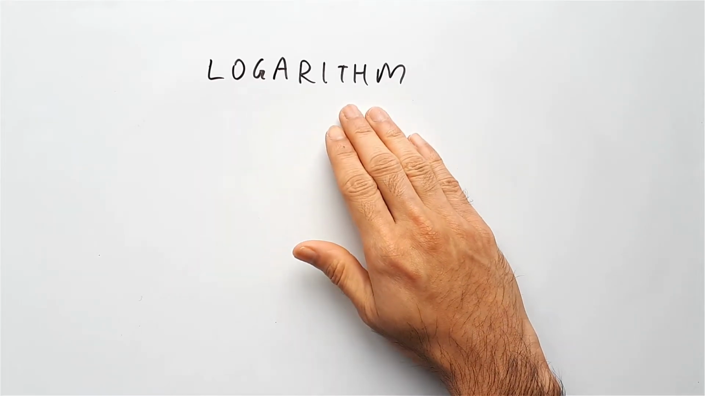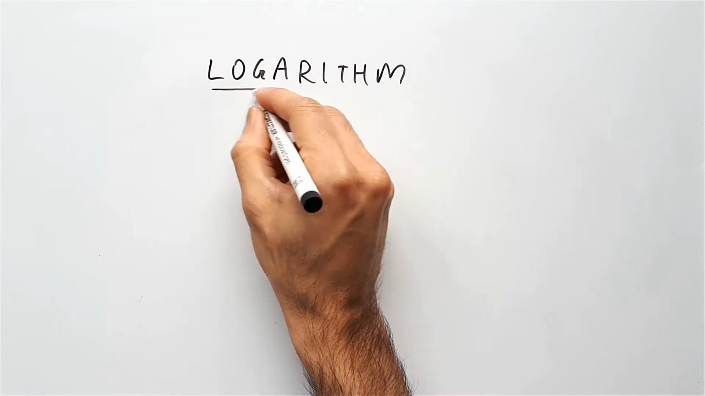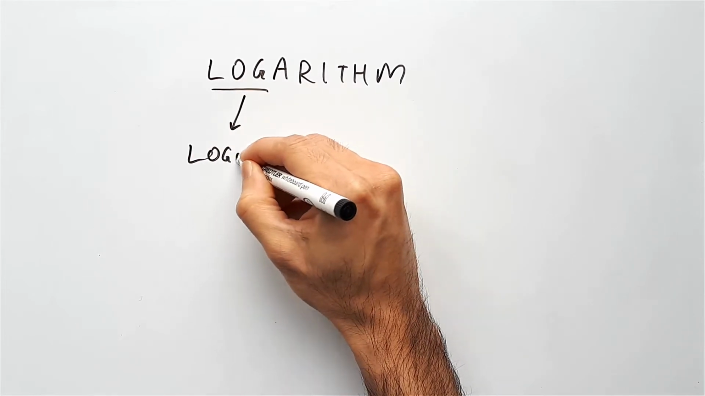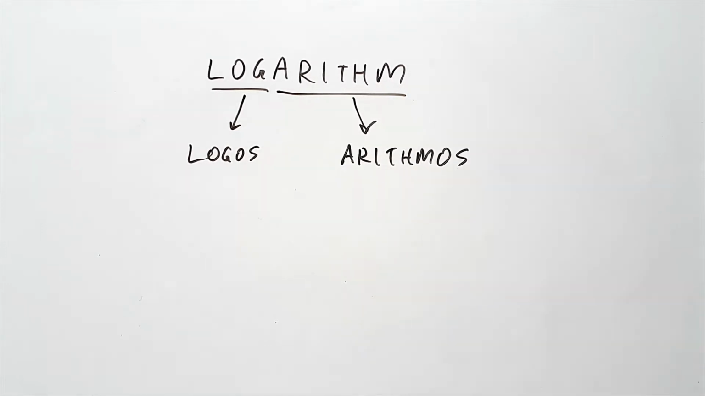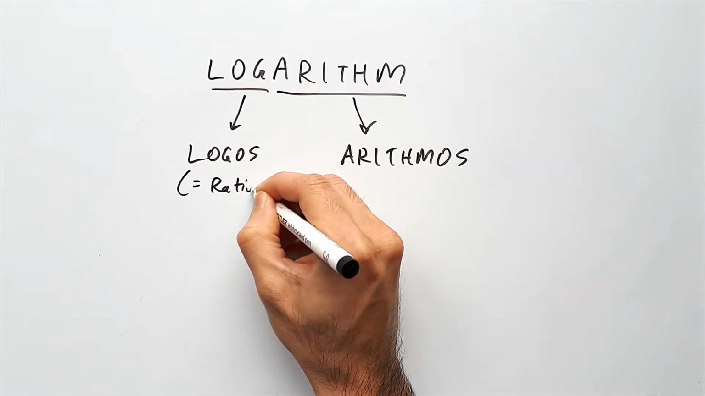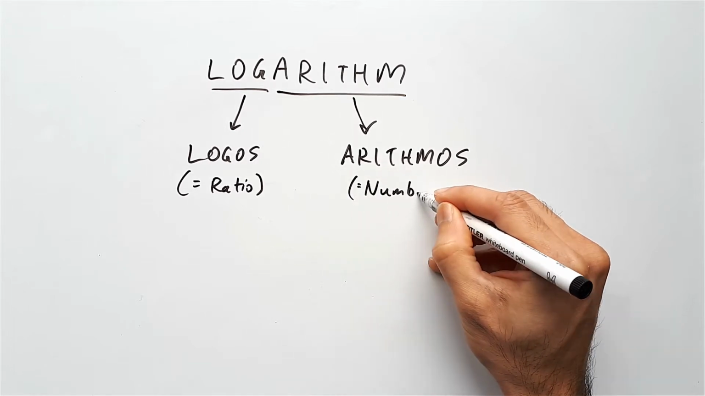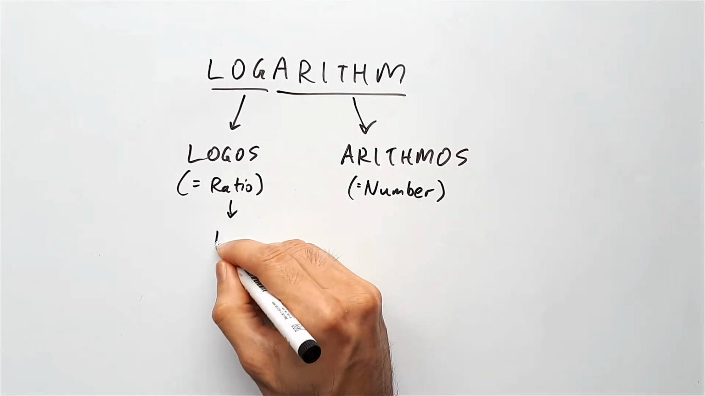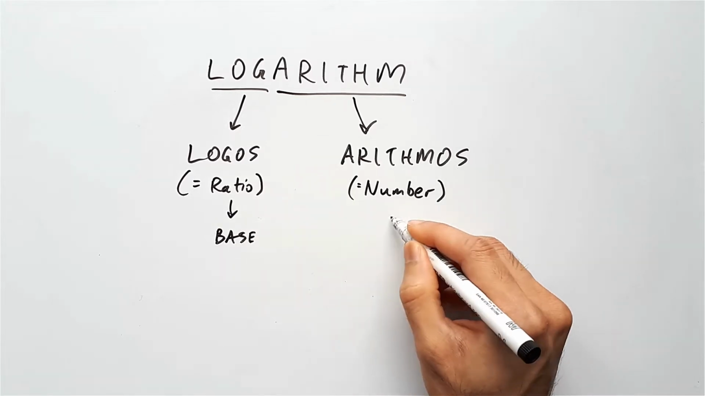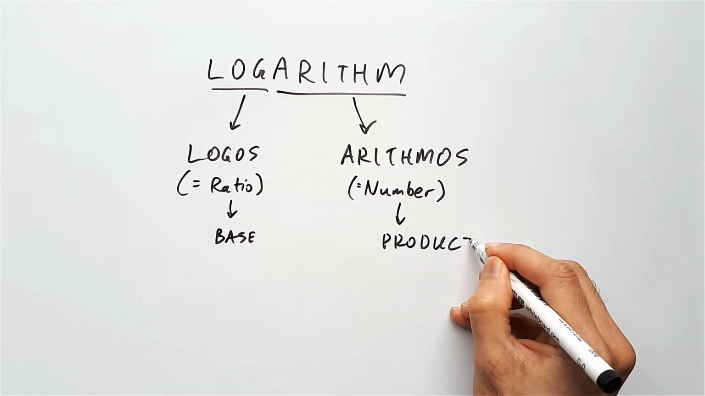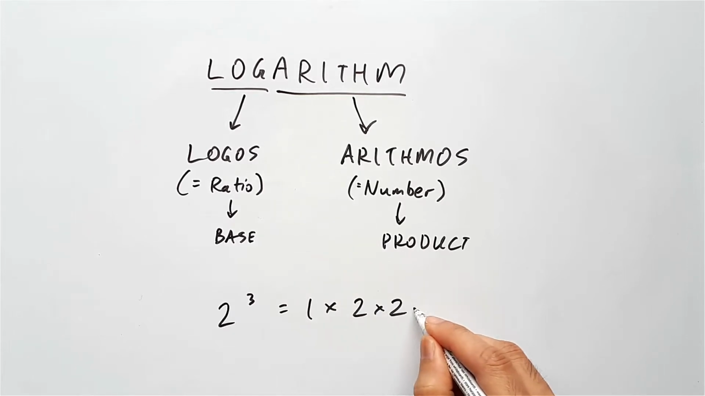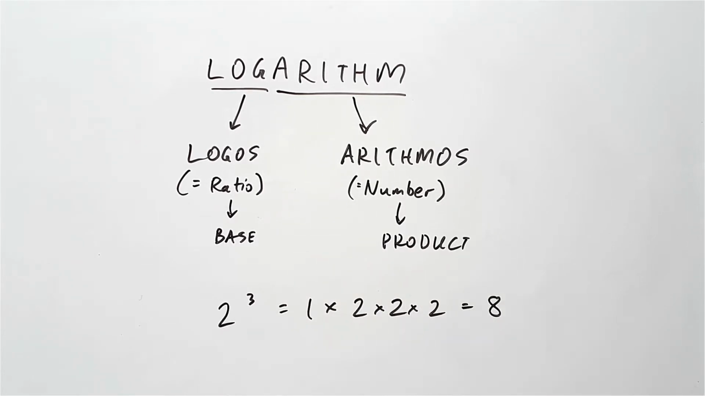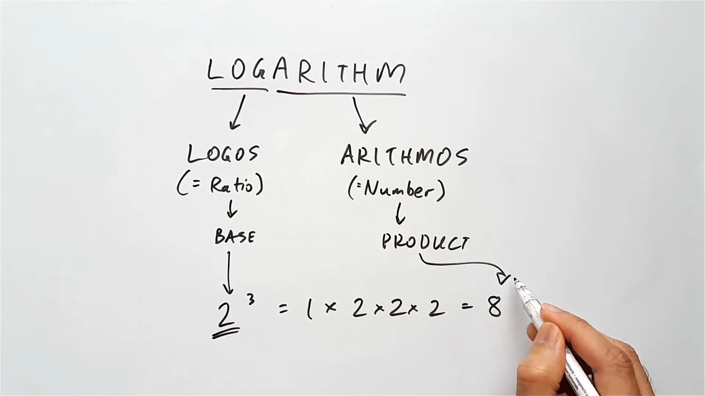The word logarithm actually comes from two Greek words. The log bit comes from logos, and the arithm bit comes from arithmos. Logos means ratio, and arithmos means number. In this case, ratio actually is referring to the base, and number is referring to a product. So when you think about 2 to the power of 3 equals 1 times 2, 3 times, this equals 8. This 2 is the base, while the product is the 8.